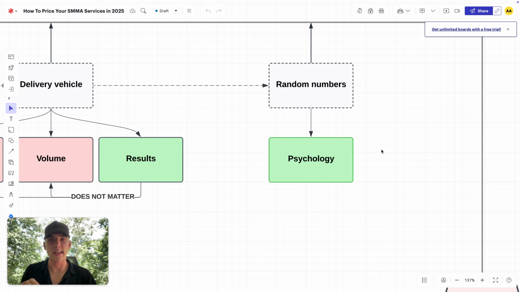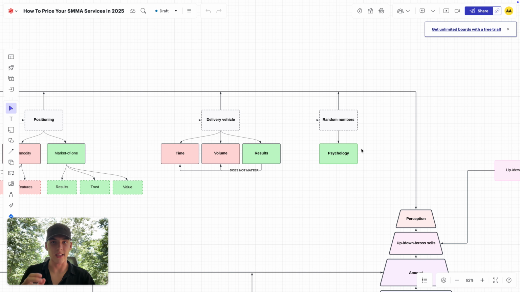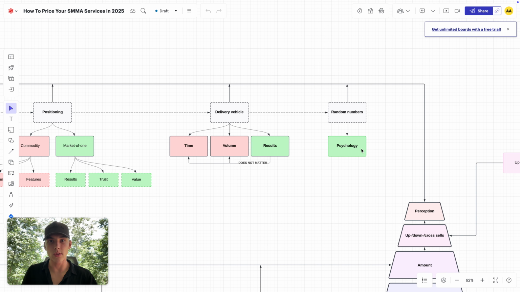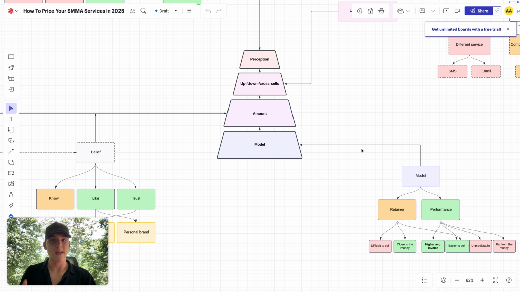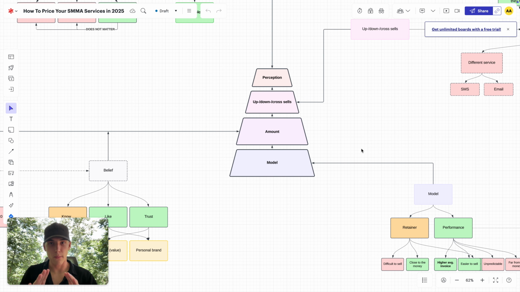Again, don't overthink it. Don't spend too much time reading psychology books, because that is not the highest leverage thing that you can do in your pricing, but it is a quick, easy bonus that you can pick up. So that was my 4-step framework for pricing your services.